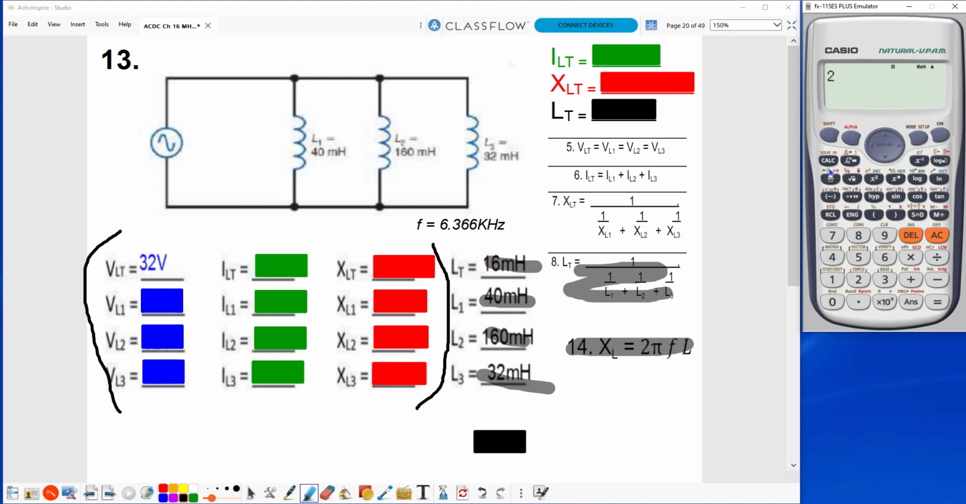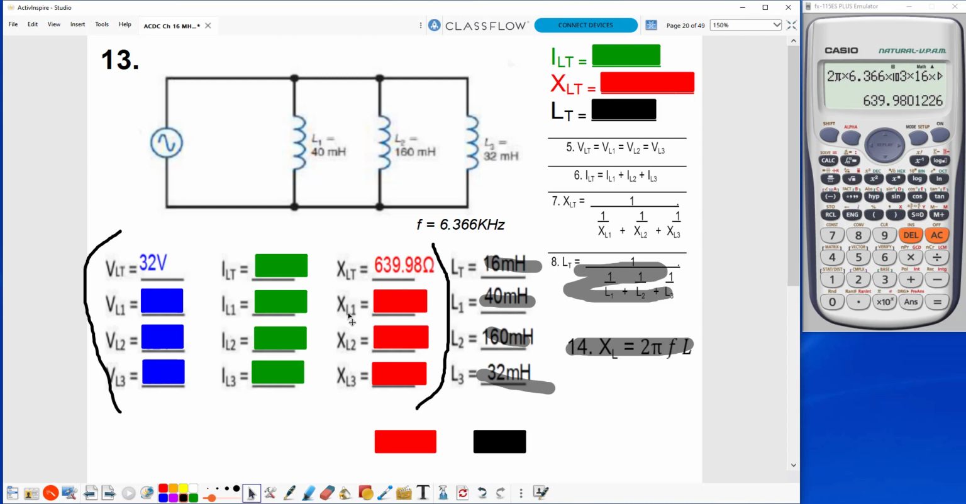So I'm going to hit 2, shift, hit the exponent button for pi, times, I'm going to try to find XLT here, so it's going to be my frequency of 6.366 times 10 to the third, kilohertz is my frequency, times my total inductance of 16 times 10 to the negative third, 16 millihenries, equals 639.98 is my total inductive reactance.